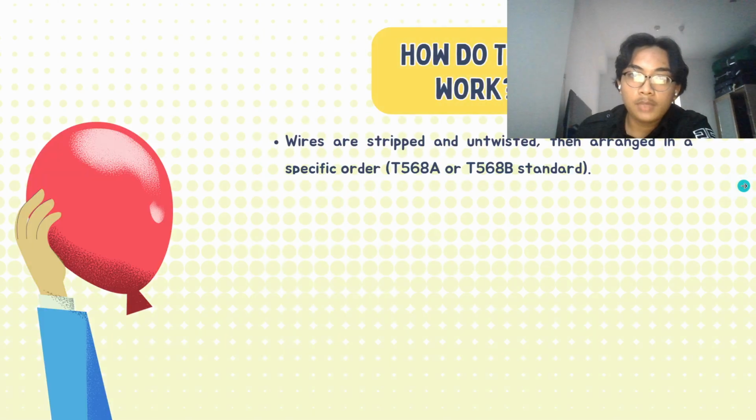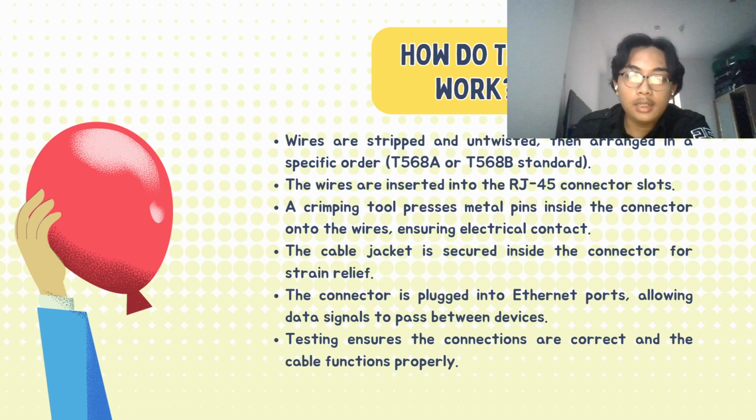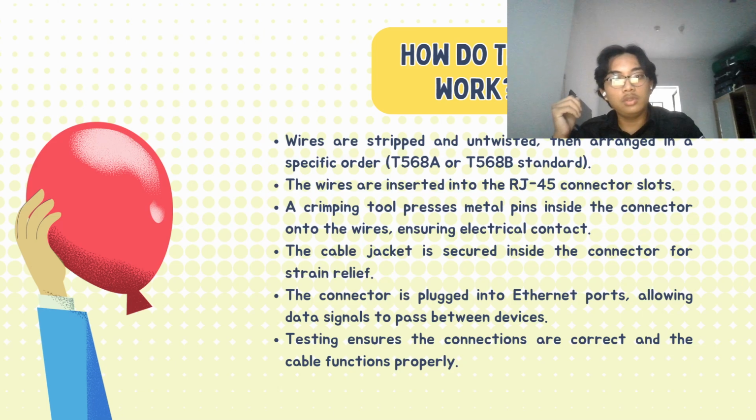And then how do the cables work? The network cables are stripped and untwisted, and then rearranged in a specific order, for example, the T568A or the T568B standard. The wires are inserted into the RJ45 connector slots, and then a crimping tool presses metal pins inside the connector onto the wires, ensuring electrical contact.